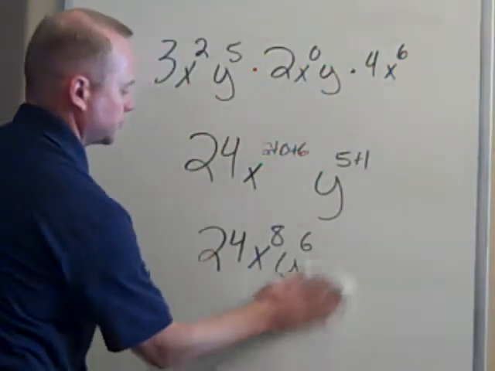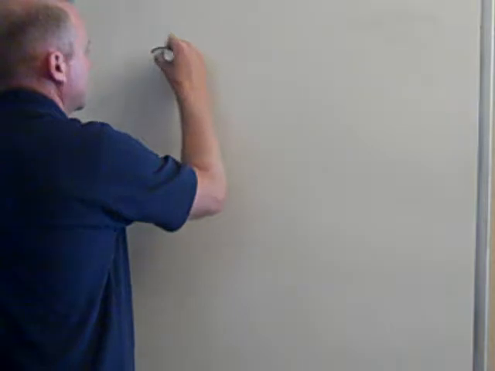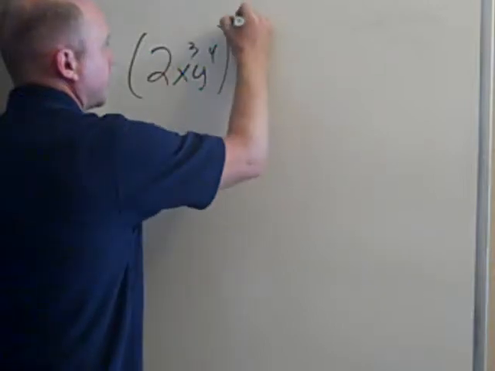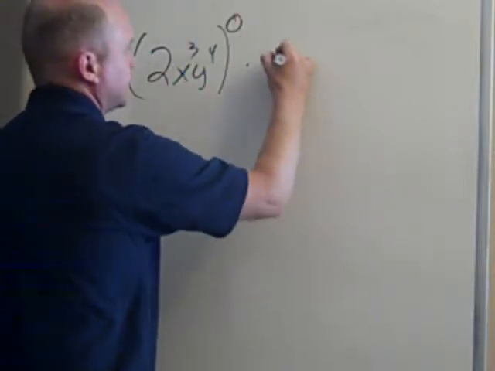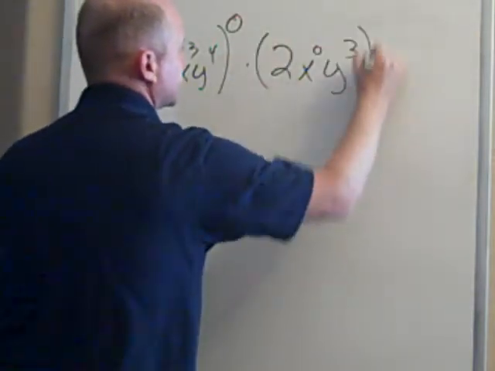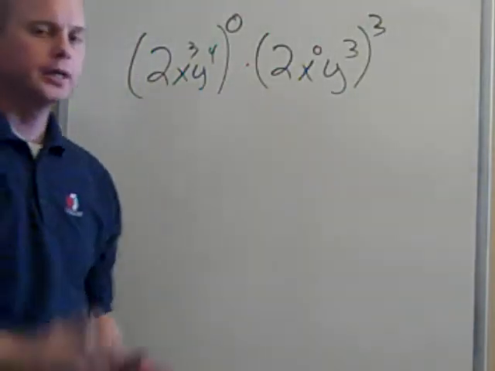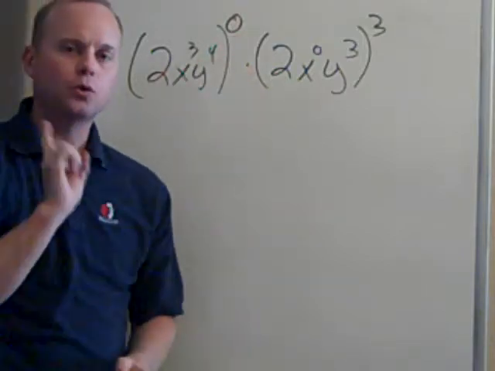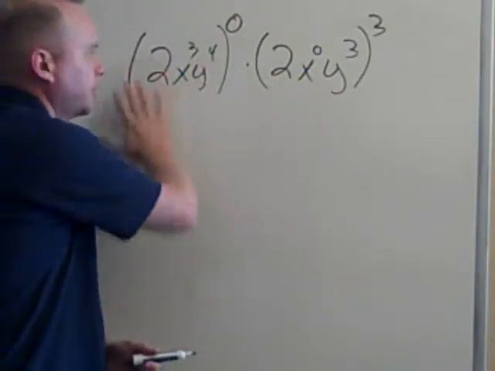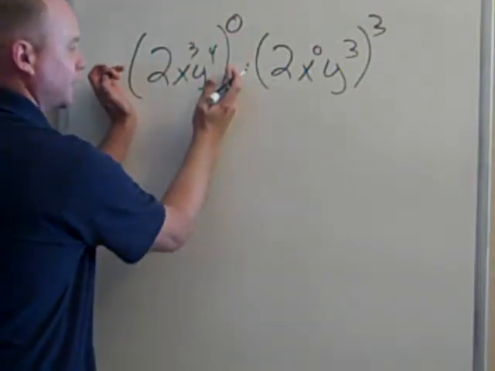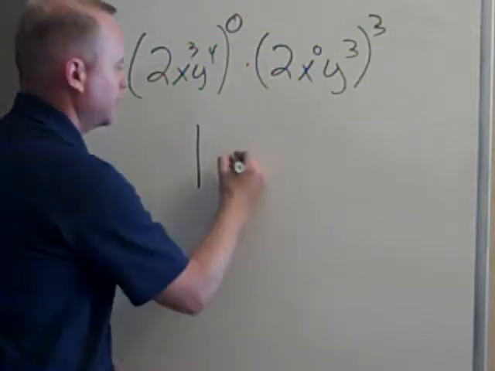One last one that I want to go through. If we had this one, 2x to the 3rd, y to the 4th, all raised to a 0 power, times 2x to the 0, y to the 3rd, and all of this raised to the 3rd power. Okay, this looks fairly complicated because there's a lot to it. But remember, anything raised to the 0 power is always 1. So I'm not even going to worry about trying to distribute that one, because I know anything raised to the 0 power is always 1. So this whole quantity right here is 1.